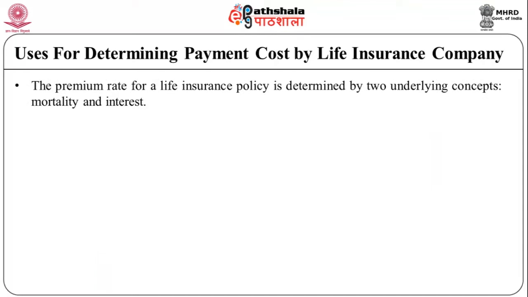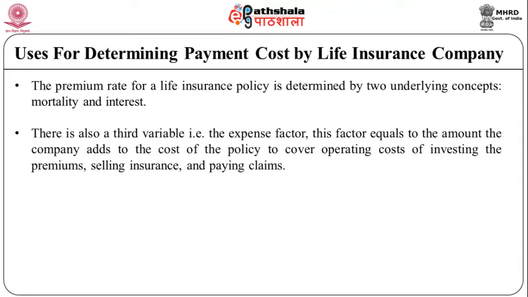Now let us discuss the use of mortality data for determining payment costs by life insurance companies. The premium rate for a life insurance policy is determined by two underlying concepts, that is mortality and interest. There is also a third variable, the expense factor. This factor equals the amount the company adds to the cost of the policy to cover operating costs of investing the premiums, selling insurance, and paying claims.